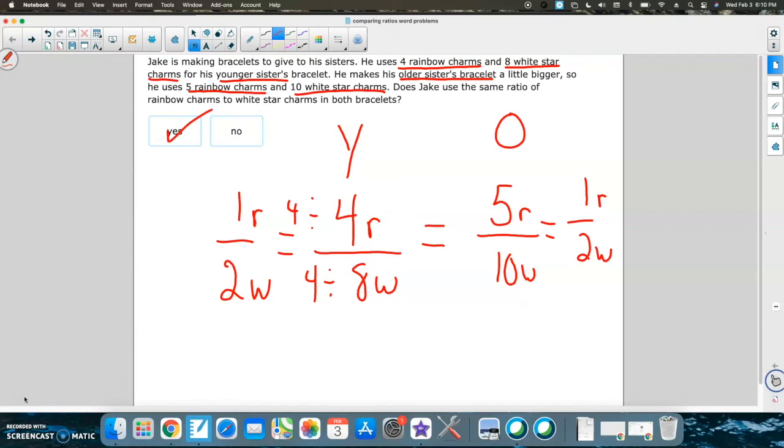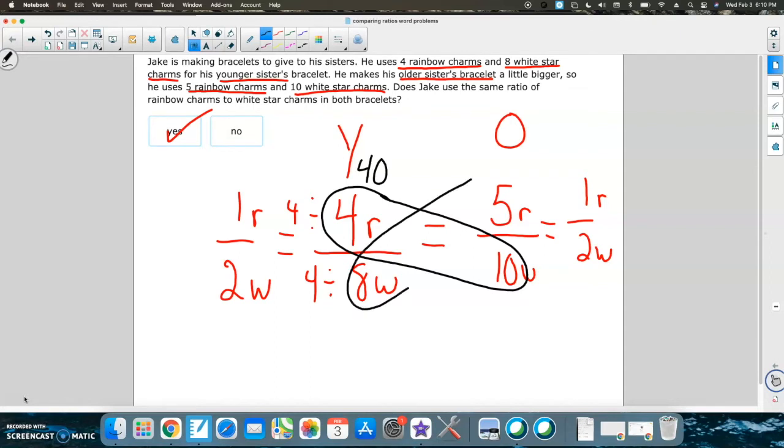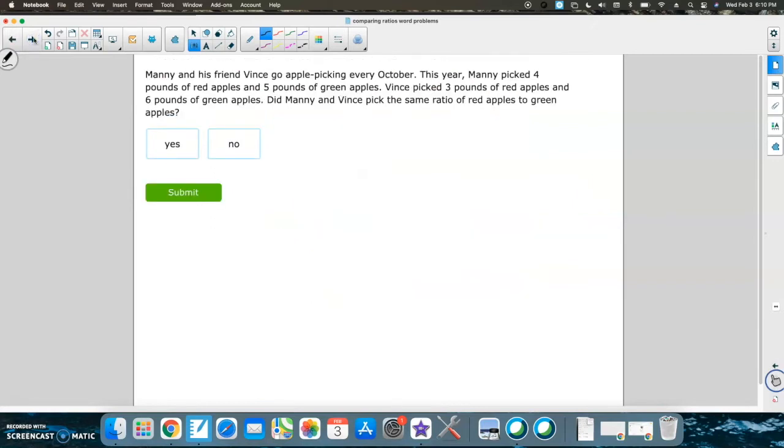Now, there is another way, which a lot of people like. Okay, and that is the butterfly method to see if they're equal. So if I circle the diagonal here and multiply those 2 numbers, 4 times 10, that's 40. And I always put it on top. Okay? And then I do 8 times 5, and that's 40. And so that tells me that they're both the same ratio. So yes, they are equals. They're both 40. Okay? Let's try this one.